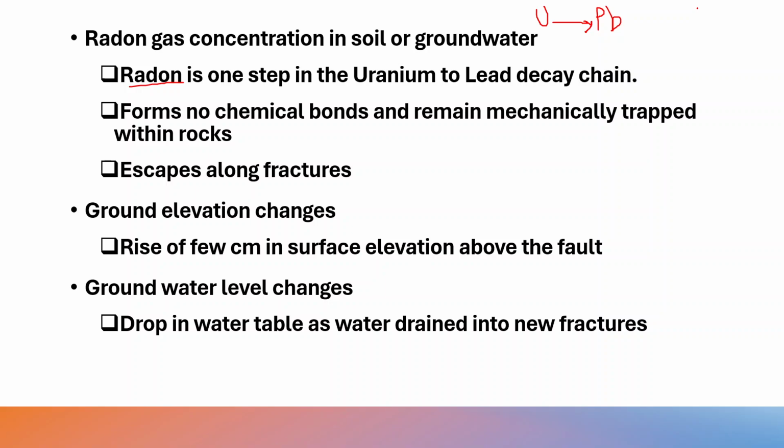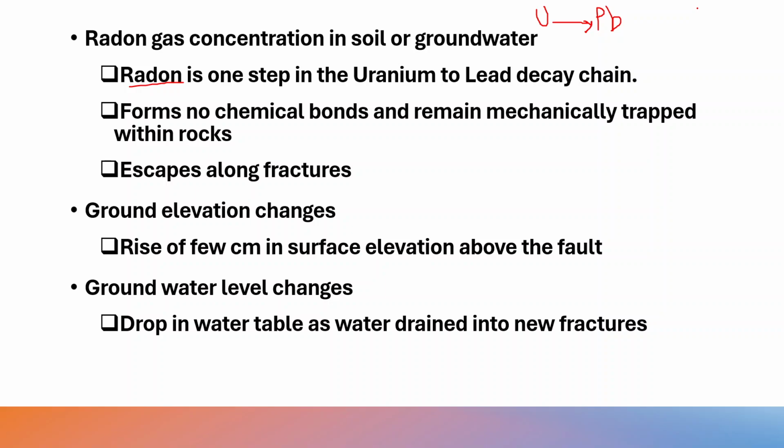So if people are studying an area and they find that the radon gas concentration is high in that area, like they studied the soil or the groundwater and radon gas is more, that means there is a fracture in that area. And if a fracture is there in that area, you can expect a fault movement, or in a broader sense, you can expect an earthquake event. So that is how radon gas is used.